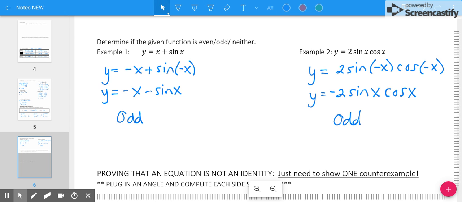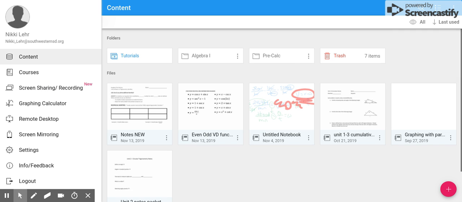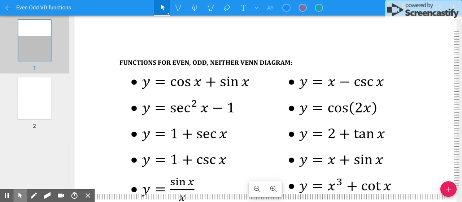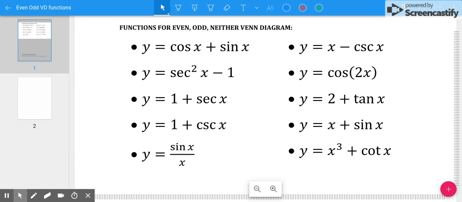Now, what you're going to do at this point is you're going to go back into Classroom after you end the video, and you're going to pull up this document. And what you're doing is you're looking at these 10 examples, you're going to sub in your negative x and simplify, and then you're determining if it's even, odd, or neither. And then on the Venn diagram on the back of your sunshine and cloud sheet, you're going to categorize them.